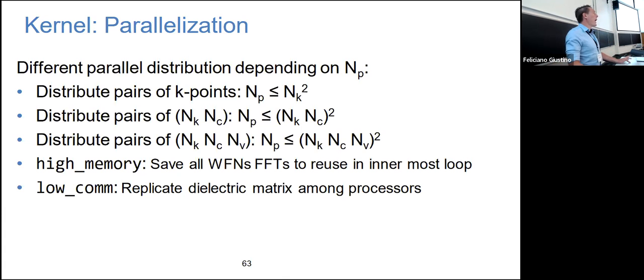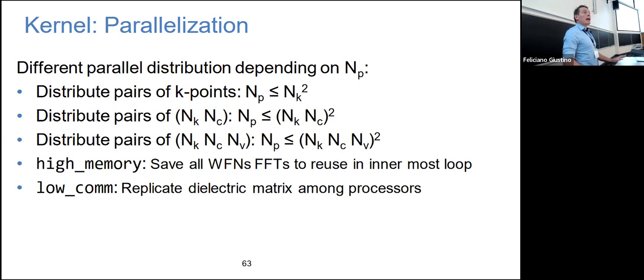The second attempt, if you exceed this number and have more computational resources, is to distribute pairs of K and conduction band. In this case, the optimal number of MPI tasks you want to use is the square of nk times the number of conduction bands. And similarly, if you have a huge machine, you can distribute the entire triplet of K points, conduction band, and valence band. Again, the optimal number of MPI tasks would be the square of this number, which of course is huge even for a relatively small system.